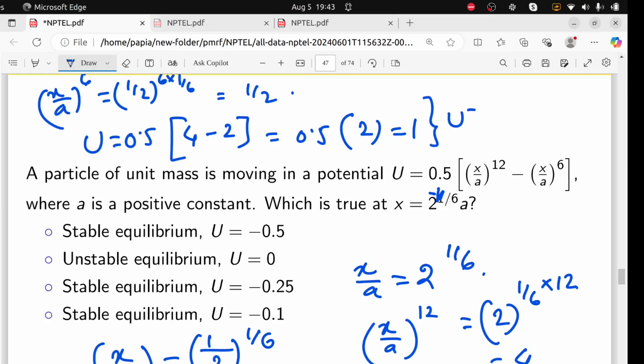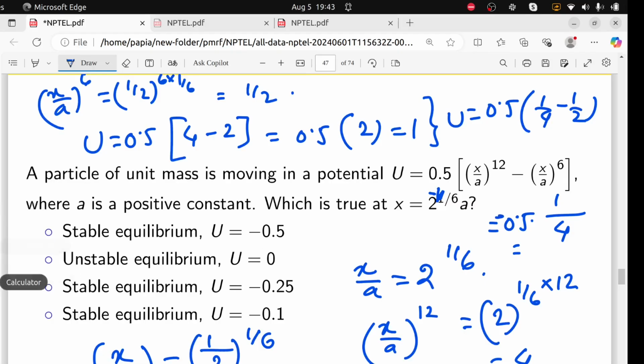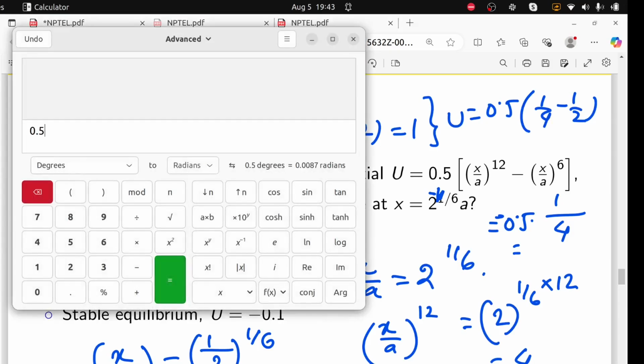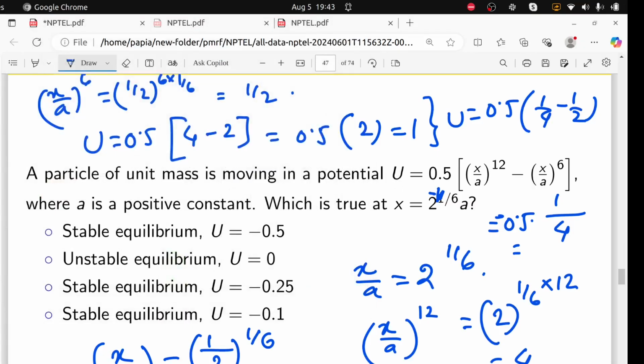So our u will be 0.5 into 1 by 4 minus 1 by 2. So it is 0.5 into 1 by 4. No, it will be minus, right? There will be a minus 1. So it will be simply 0.5 divided by 4, so minus 0.125. So of the order of minus 0.1, you can see. So u equals to minus 0.1.